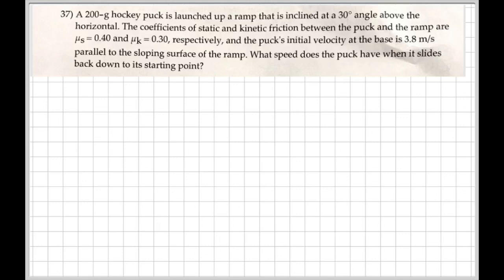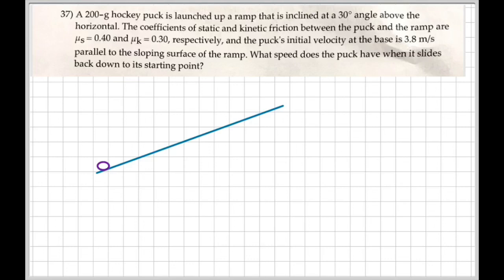Hopefully you got the picture. Somebody's hitting the puck up. It's going up the ramp and then coming back down again. And it has friction when it goes up, and it has friction when it comes down. So there's going to be energy wasted. And if we can find out the energy wasted, then we can figure out the speed at which the puck returns to its starting point. So the diagram is very important.